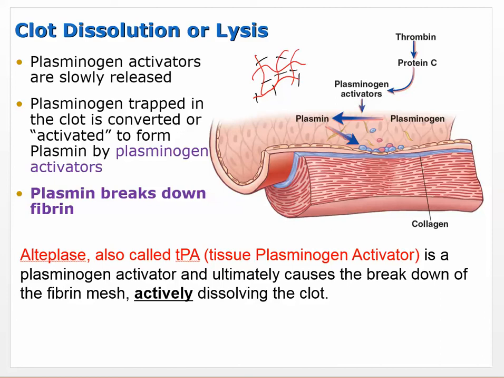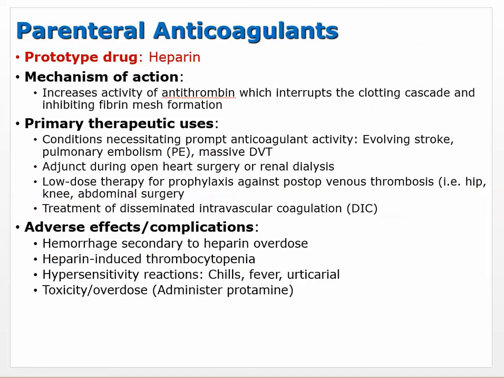Okay, so TPA is plasminogen activator, which ultimately causes the breakdown of the fibrin mesh, actively dissolving the clot. There's one that we haven't talked about, and we'll get back to it when we come across it. But let's quickly go through each of these drugs individually one more time to talk about their therapeutic uses, complications, that kind of thing.